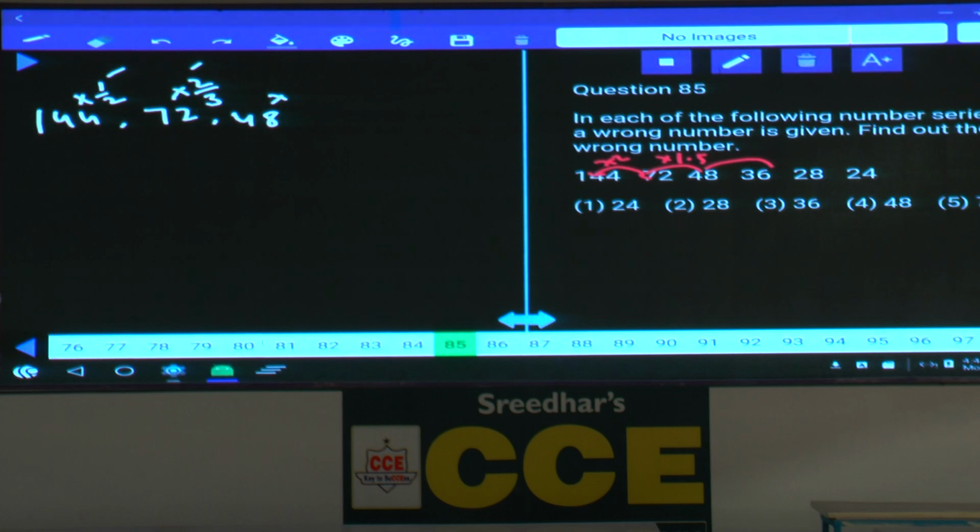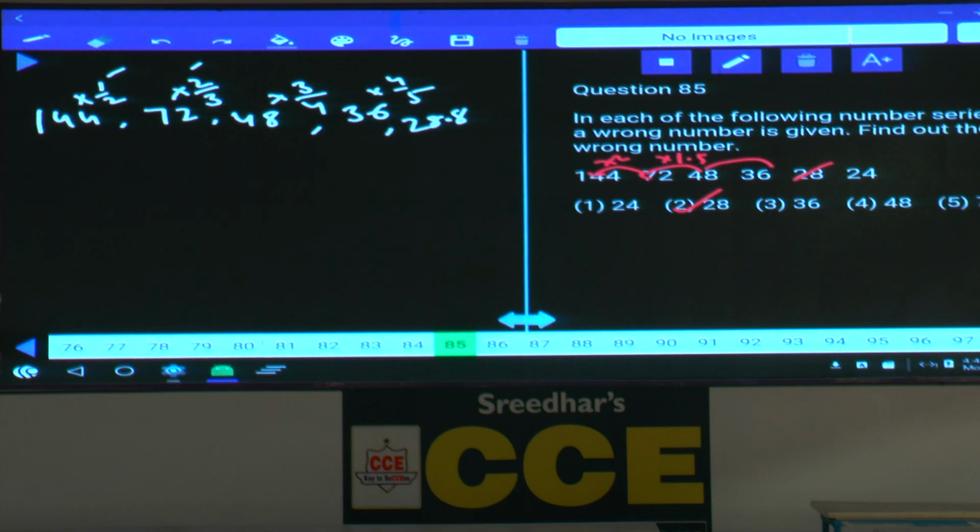48 into 1, 2, next one must be into 3, and this is 4. 48 into 3 by 4. Tell me what is the number here? 48 into 3 by 4, it must be 36. 48 by 4 is how much? 12. 12 into 3, 36. Next one will be into 4 by 5. 36 into 4 by 5. 36 by 5 is how much? 7.2 into 4, that is 28.8. Here the number is how much? 28. Hence this is the wrong number. The correct number is 28.8 and the wrong number is 28. That is choice 2. Question number 85, it is choice 2 is the answer.